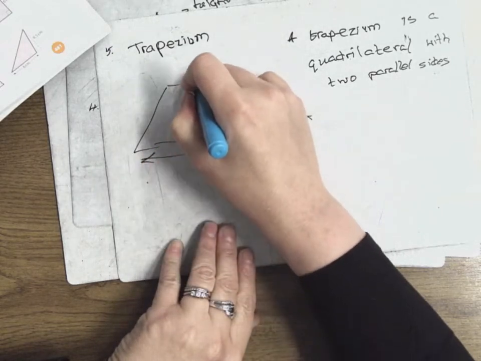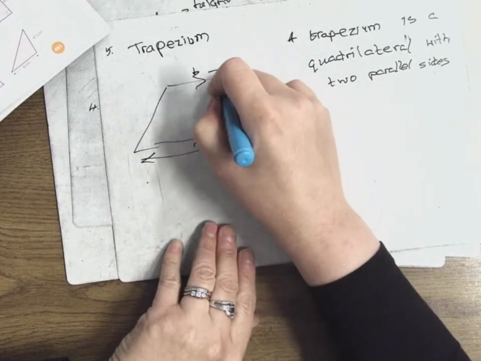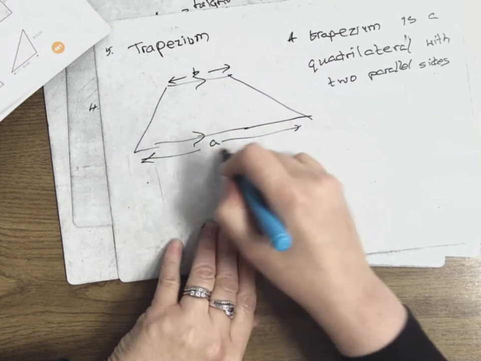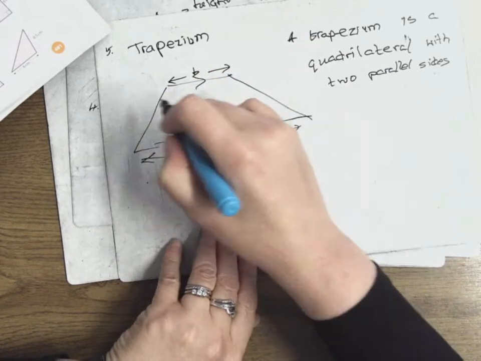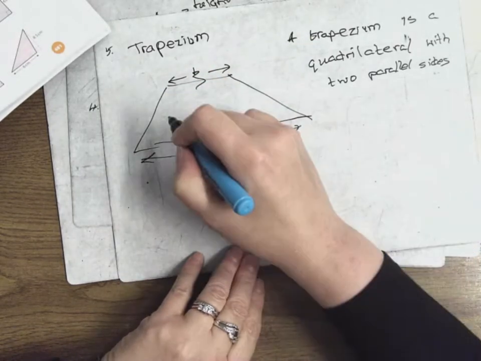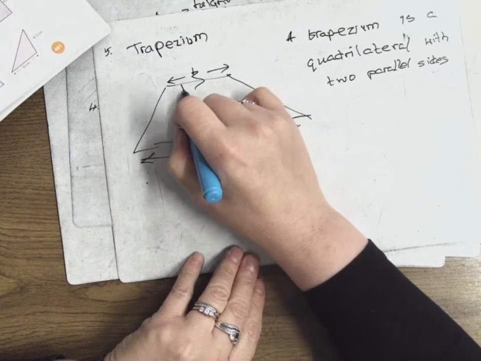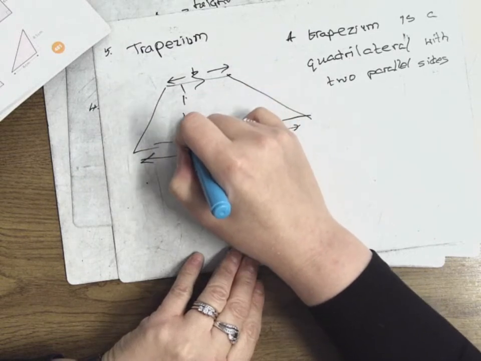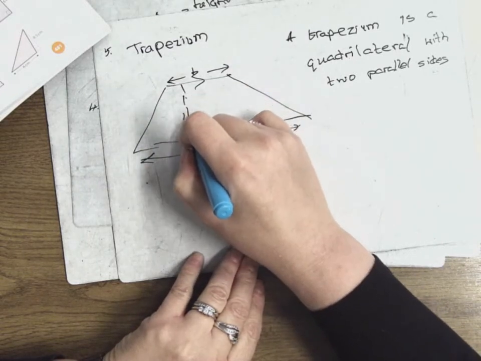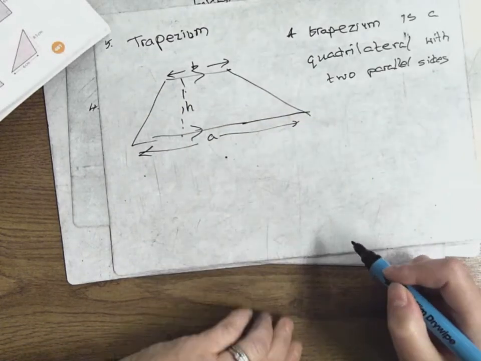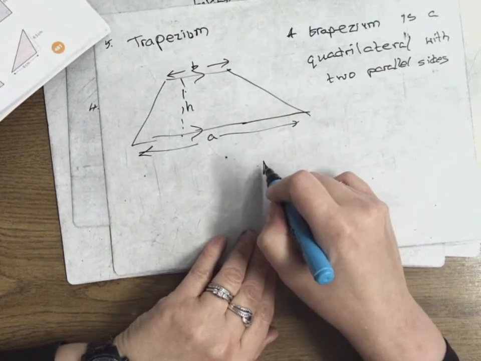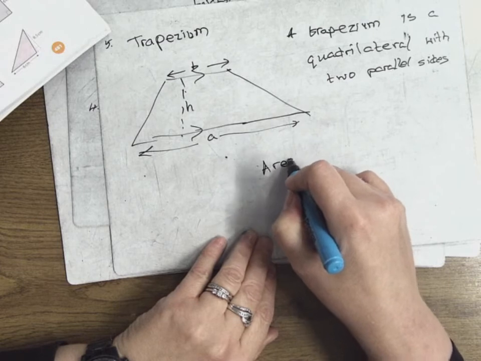Doesn't matter which one I call A and which one I call B, not at all. So the length of the bottom line is A, the length of the top line is B. And you also need to know the perpendicular height, which is the straight up height between the parallel lines. And the formula for area, girls, is in the log table, so you don't need to remember it.